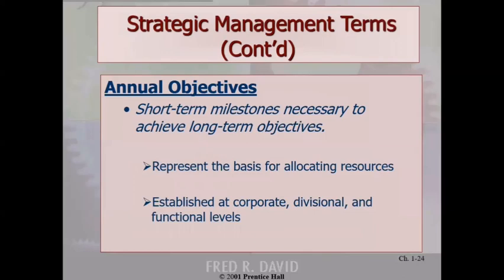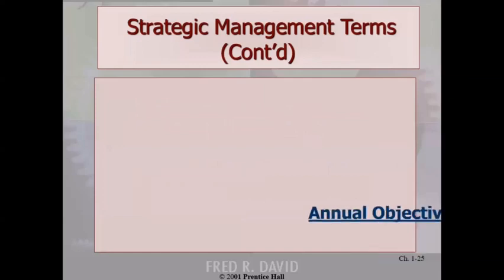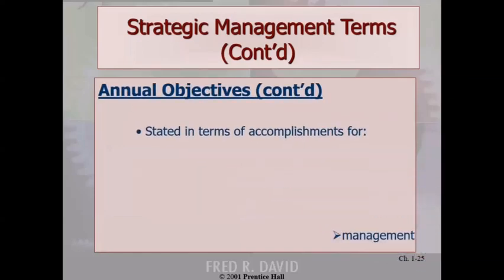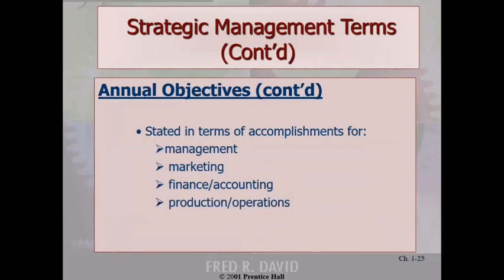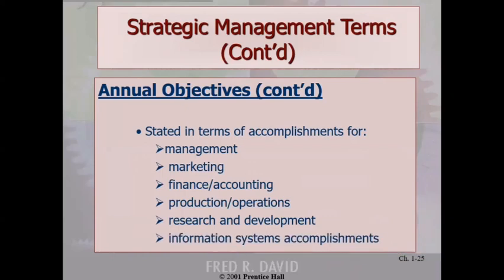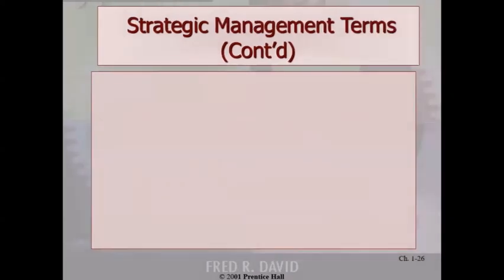So, sabi natin dito, kailangan i-establish natin siya at corporate, divisional, and functional level. Pag sinabi mong corporate, as a whole. Pag sinabi mong divisional, per department. Pag sinabi mong functional, per employees. Meron din silang mga sarili-sariling annual objective na ginagawa natin para makatulong na ma-achieve natin si long-term objective. So, si annual objective, it is stated in terms of management, marketing, finance or accounting, production and operations, research and development, and information system and accomplishments.